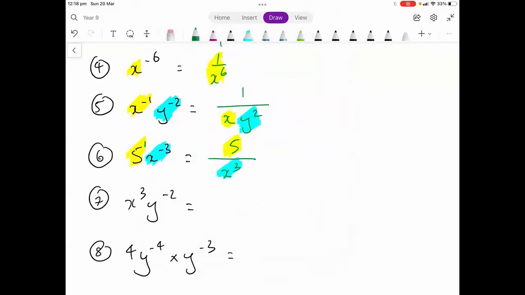Similarly, question 7, you can see x has a positive power, so it stays on the numerator. That's x cubed. Y has a negative power, so it moves to the denominator. So it becomes x cubed over y squared.